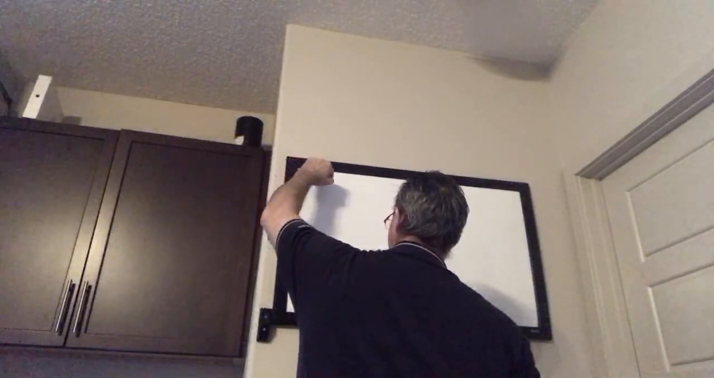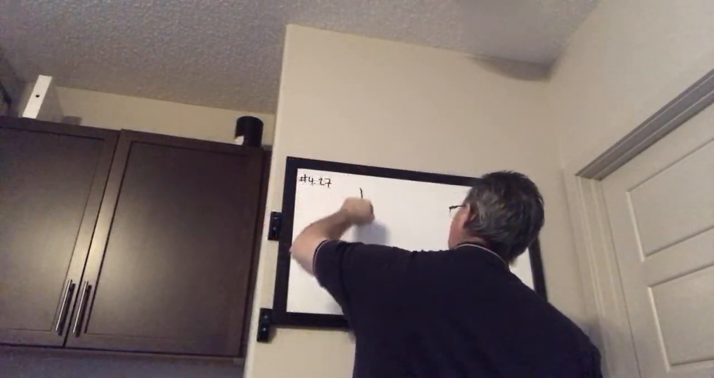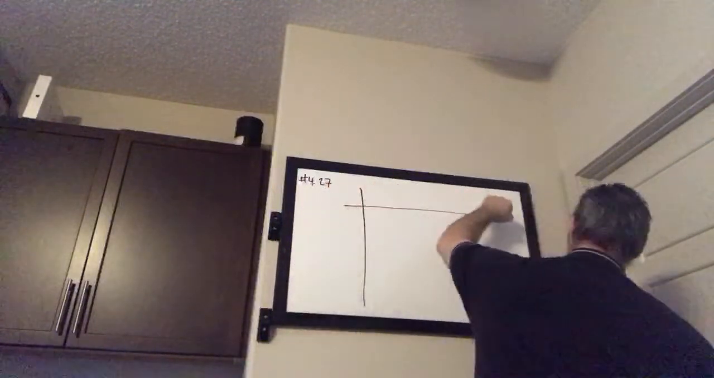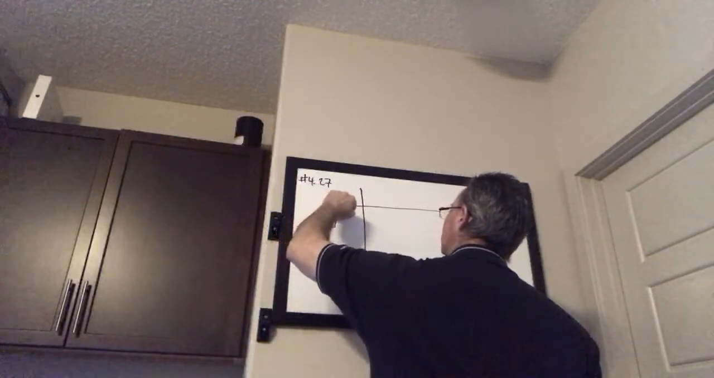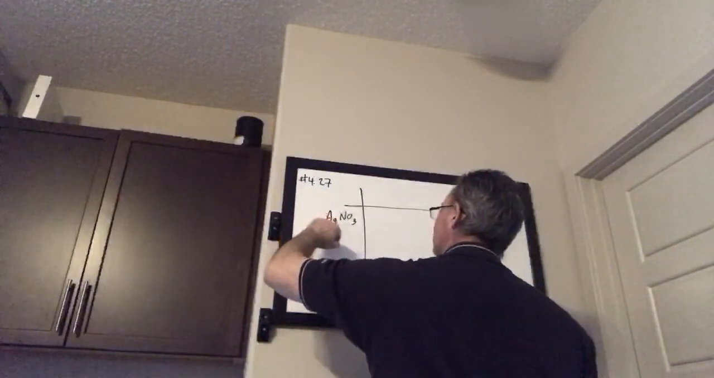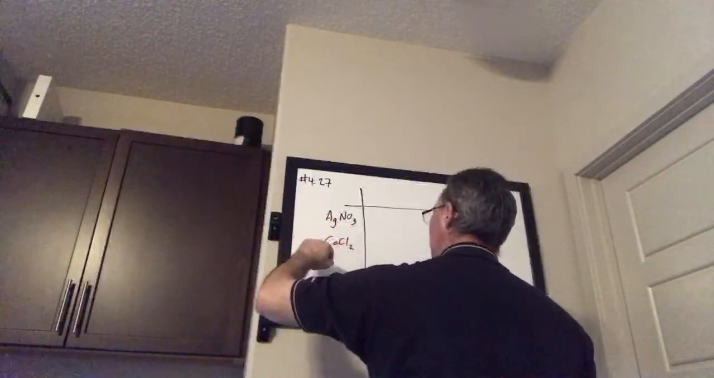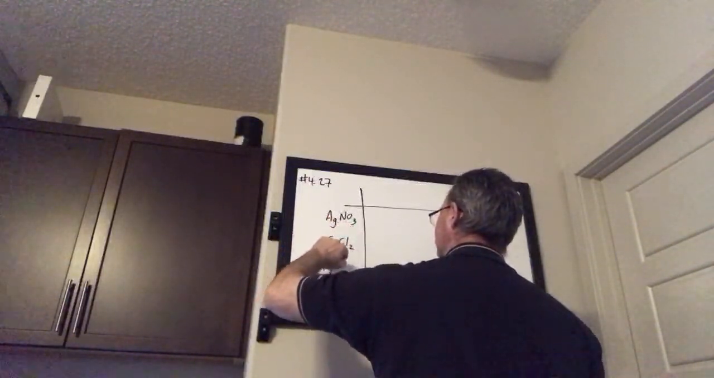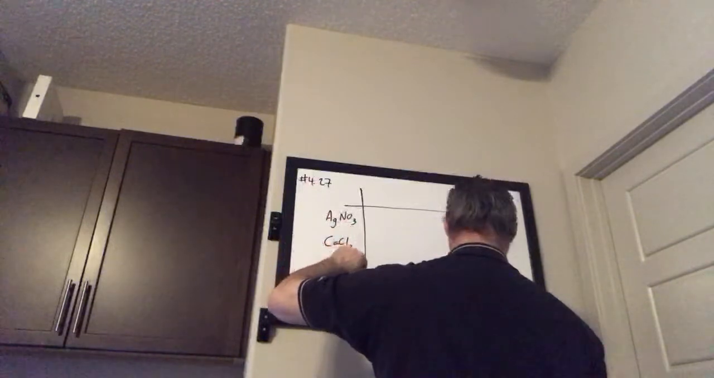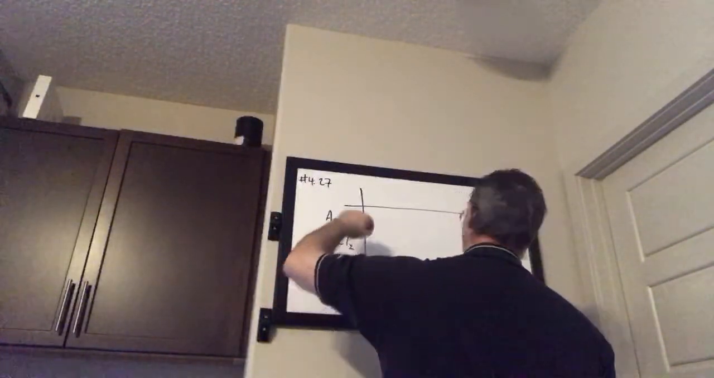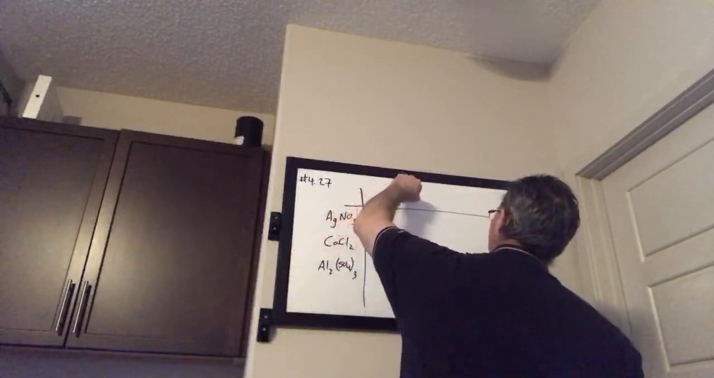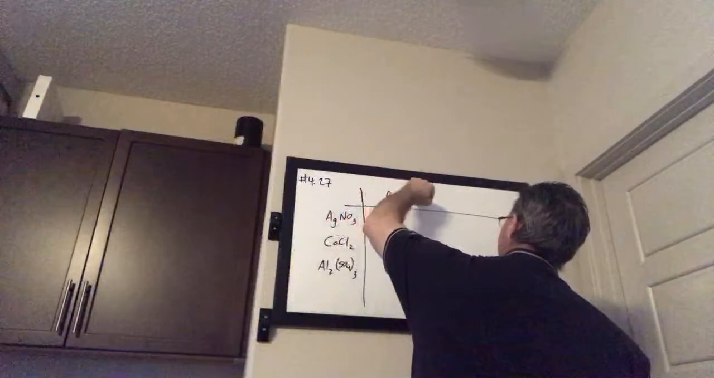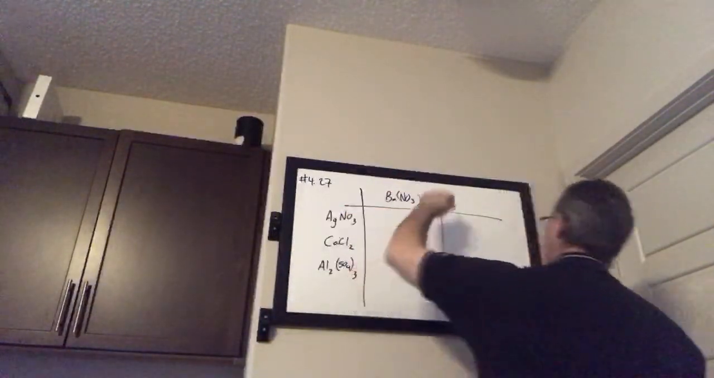So this is number 27. I set up a little matrix. What's being tested is silver nitrate, calcium chloride, and aluminum sulfate. Then the testing solutions that are being used are barium nitrate and sodium chloride.